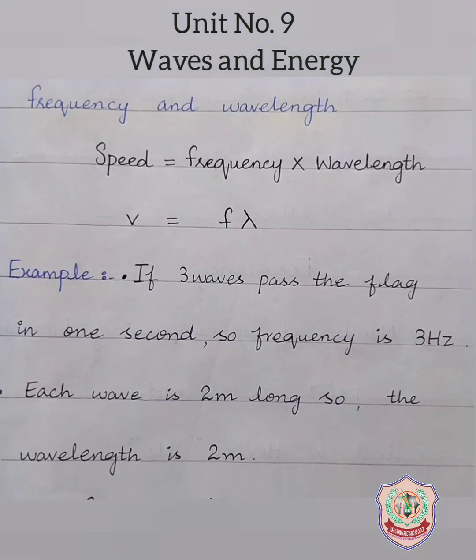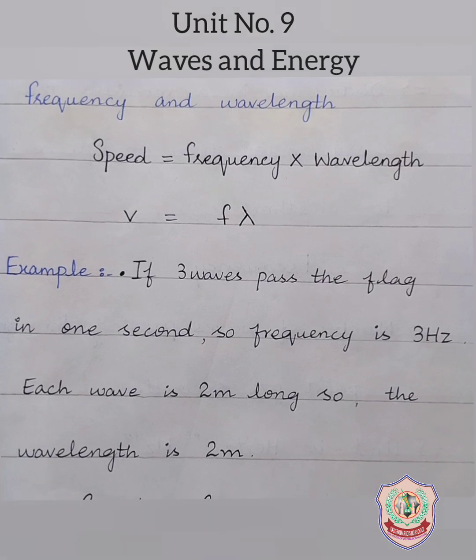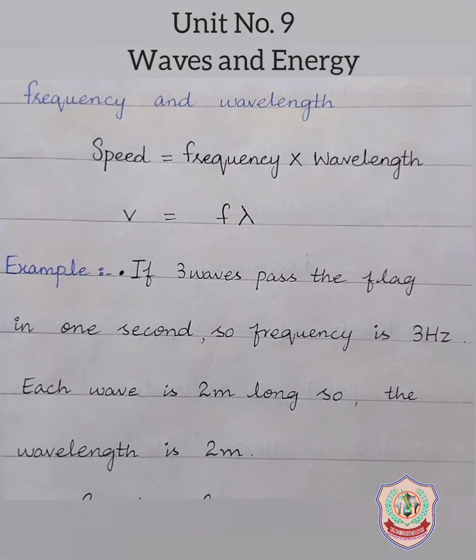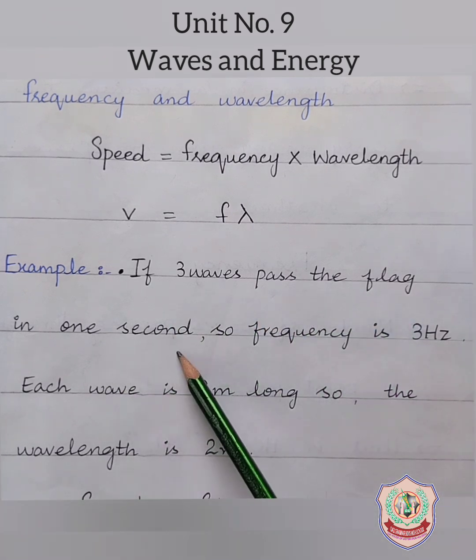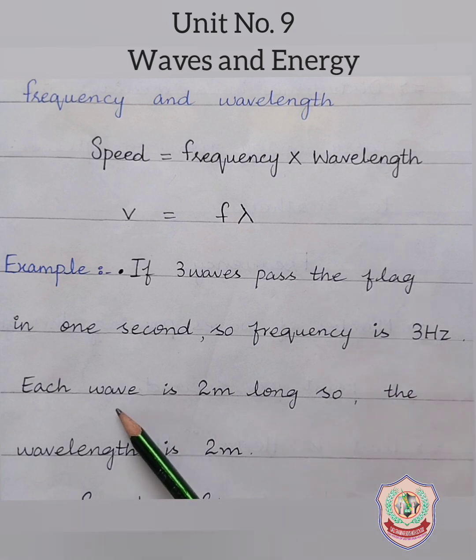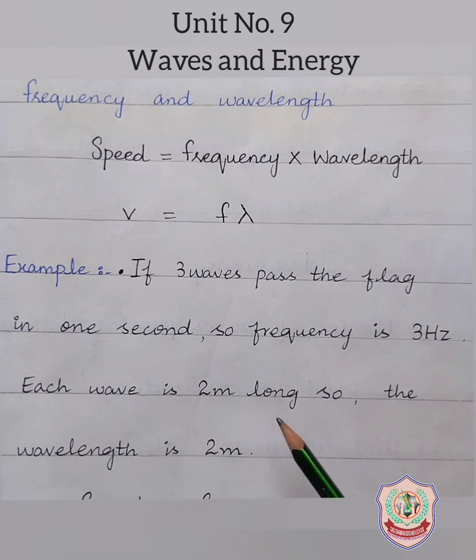For example, if we have a flag and we want to calculate the waves which pass through the flag in a particular time. Let's suppose we say that 3 waves pass the flag in 1 second. So the frequency is 3 Hertz. And we say that each wave is 2 meters long. So the wavelength is 2 meters.